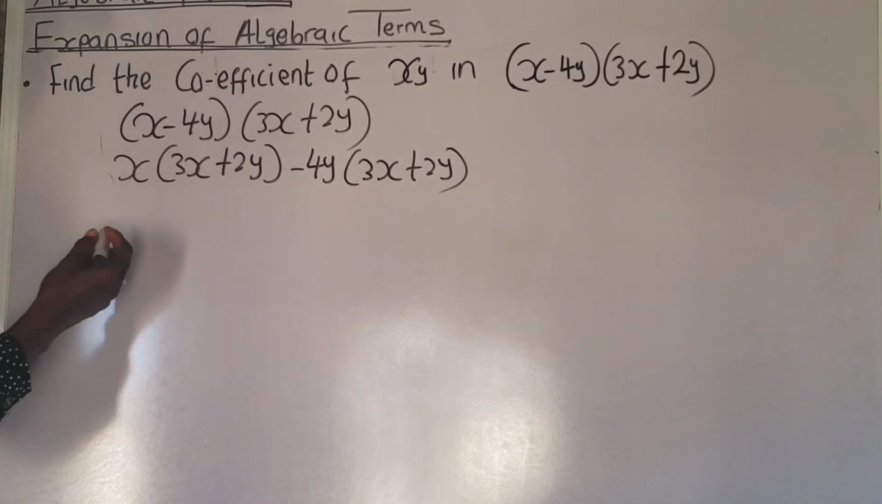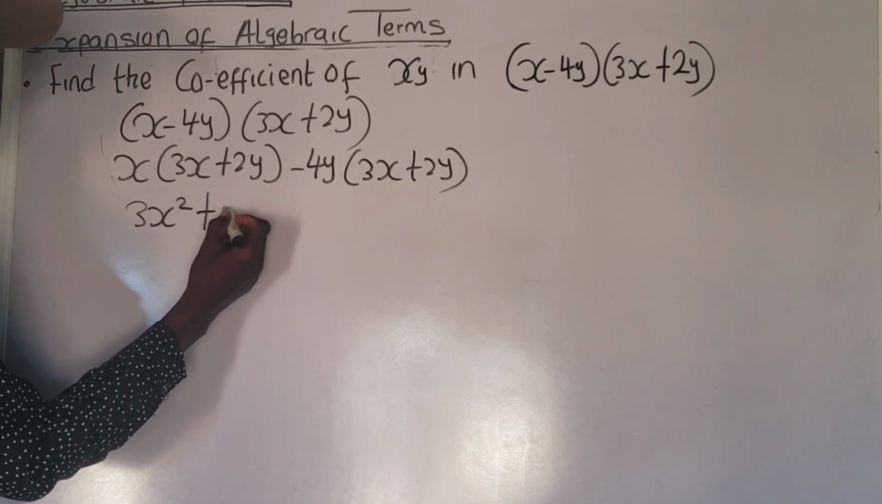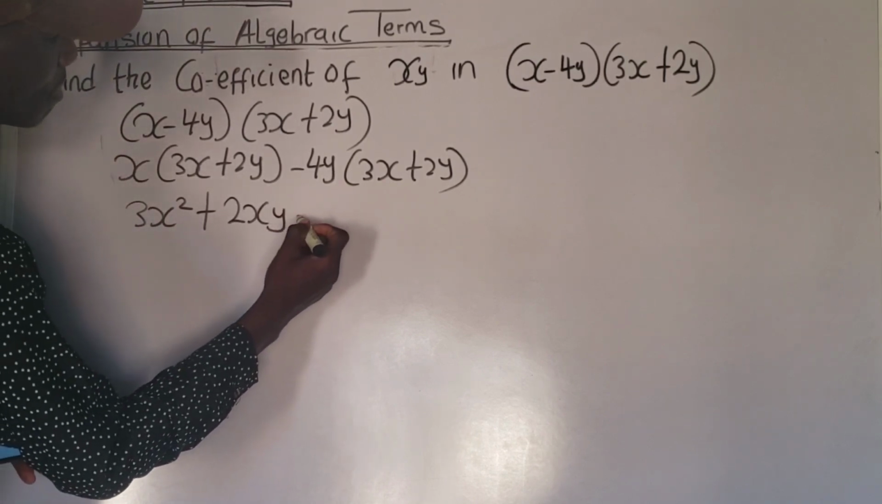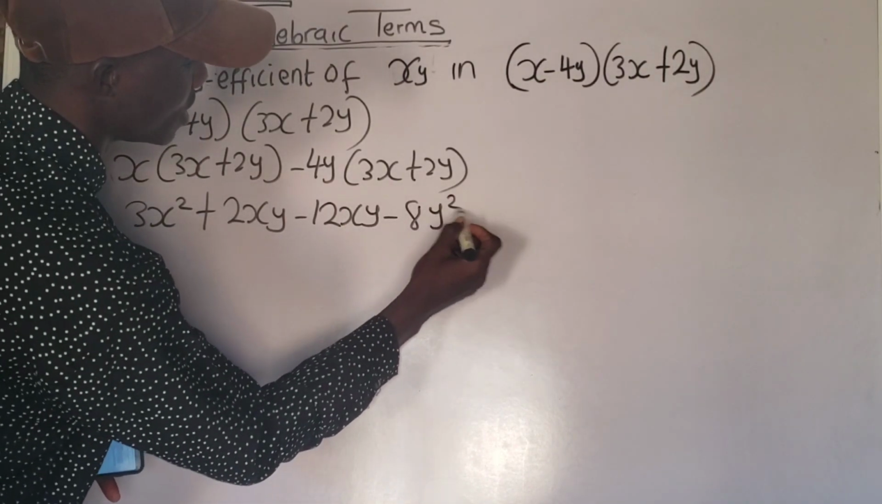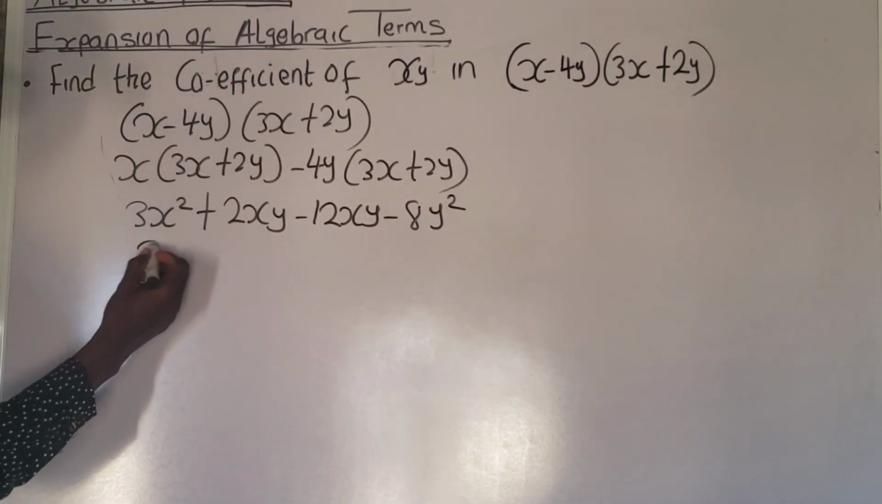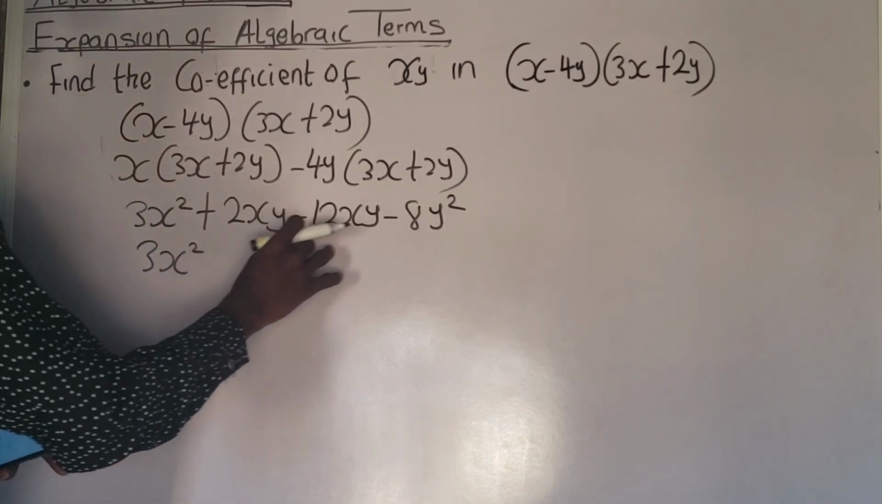Okay, so let's proceed. For this, I'm going to have 3x squared plus 2xy minus 12xy minus 8y squared. You understand? Okay, for this, I'm going to have 3x squared, okay, plus 2xy minus 12xy, negative 10xy.